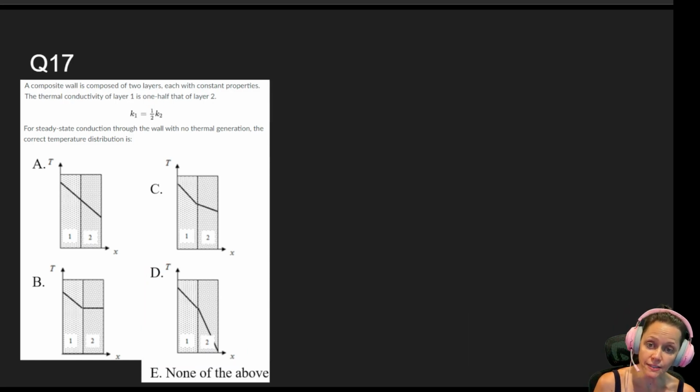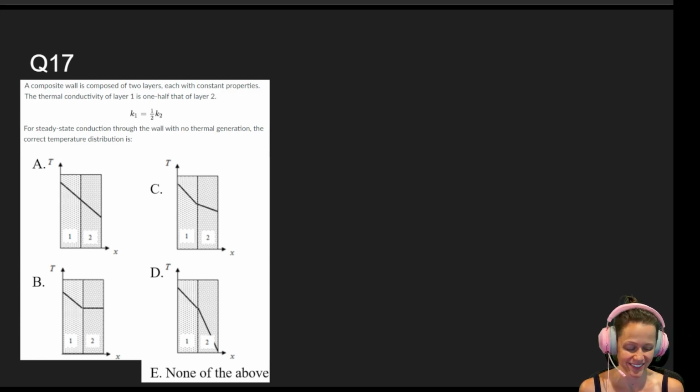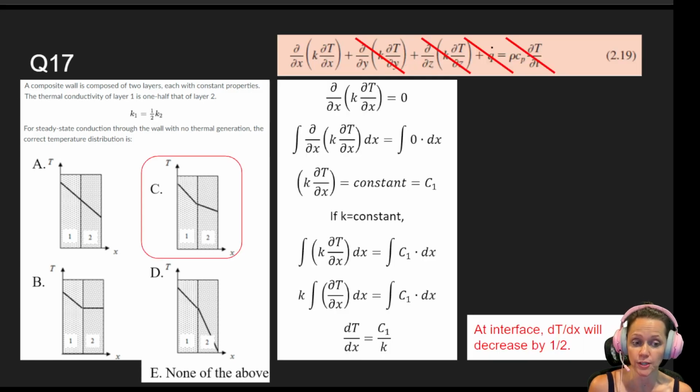Now, question 17 is just the opposite, right? Same idea, except now K1 is smaller than K2, and so dT/dx is going to, if your K value is less, then your dT/dx is going to be bigger, right? So that's going to be the case in case 1. You'll have a steeper slope than in material 2.